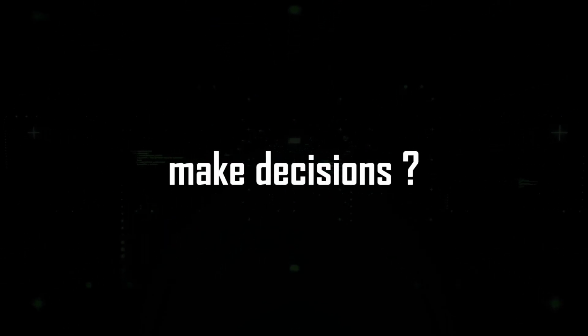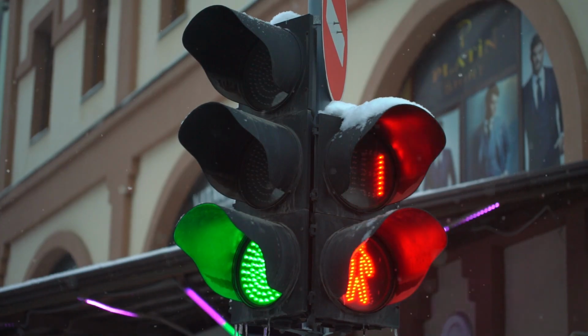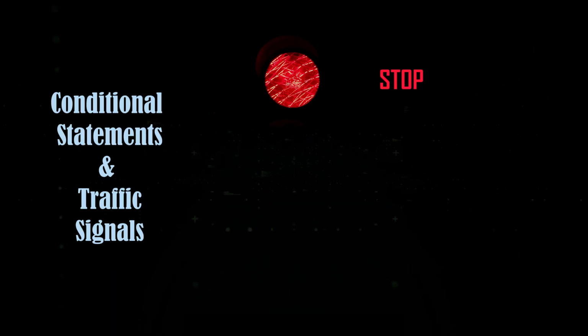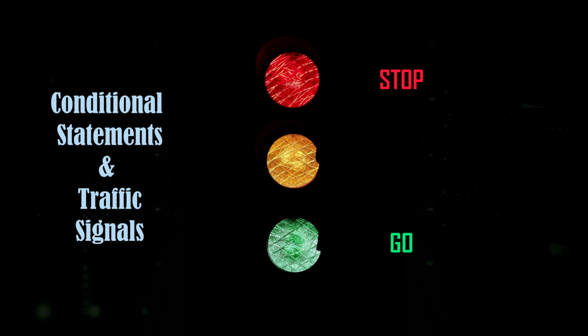How do programs make decisions? Imagine you're at a traffic signal. If the light is red, you stop. If it's green, you go. If it's yellow, you slow down and prepare to stop.